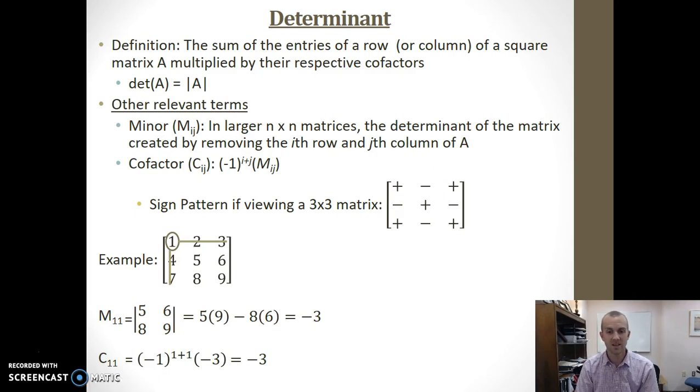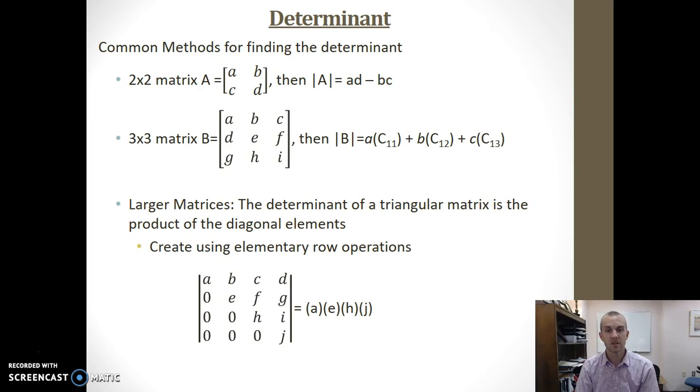Now, why is this helpful? When we get to larger matrices, we have to find those cofactors to be able to find the entire determinant for that matrix. 2 by 2s are easy. You just find the determinant by multiplying the diagonals and subtracting the second diagonal from the first diagonal. Not hard at all. And it's probably what a lot of you have done even in your Algebra 2 classes.